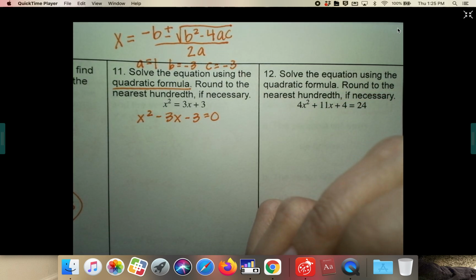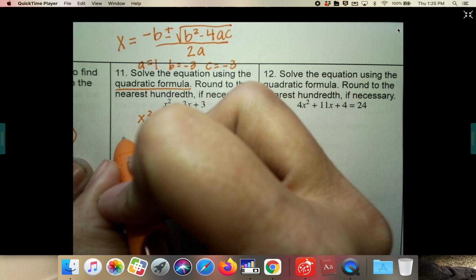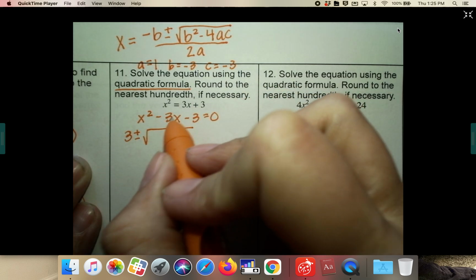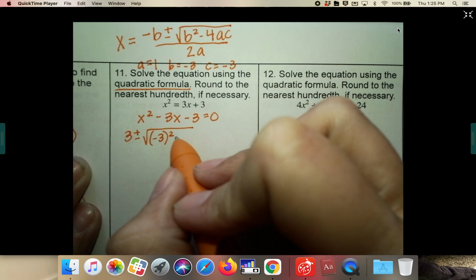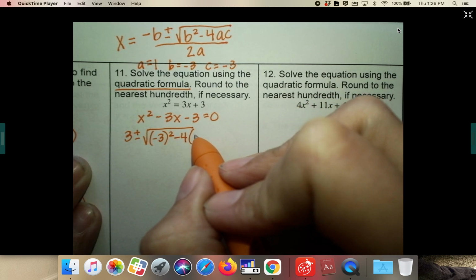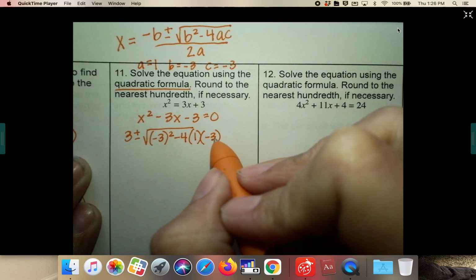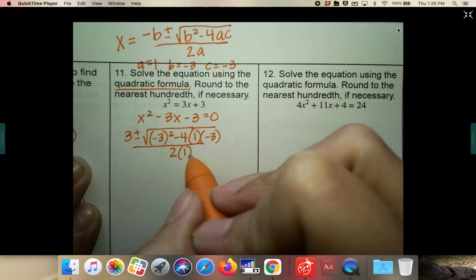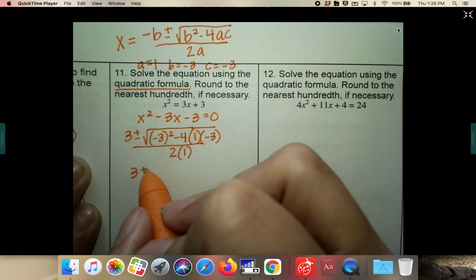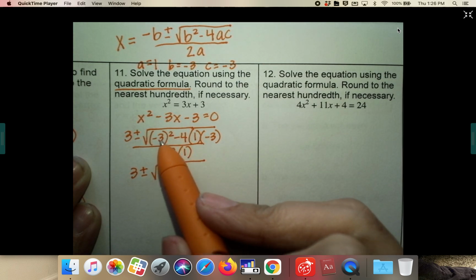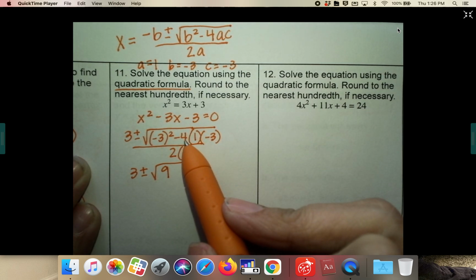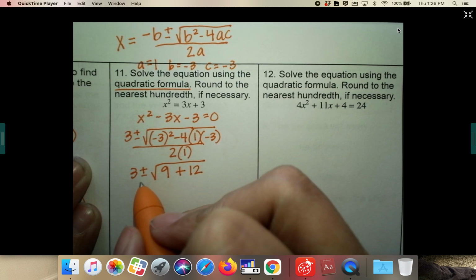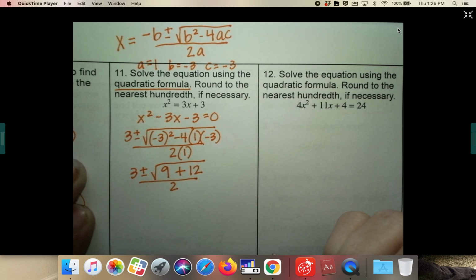So it is opposite b, so that would be 3 plus or minus the square root of negative 3 squared minus 4 times a times c all over 2a, which is 1. Okay, let's just start breaking it down. Under the square root, you have 9. Negative 4 times 1 is negative 4 times 3 is positive 12. Divided by, that's just going to be 2.